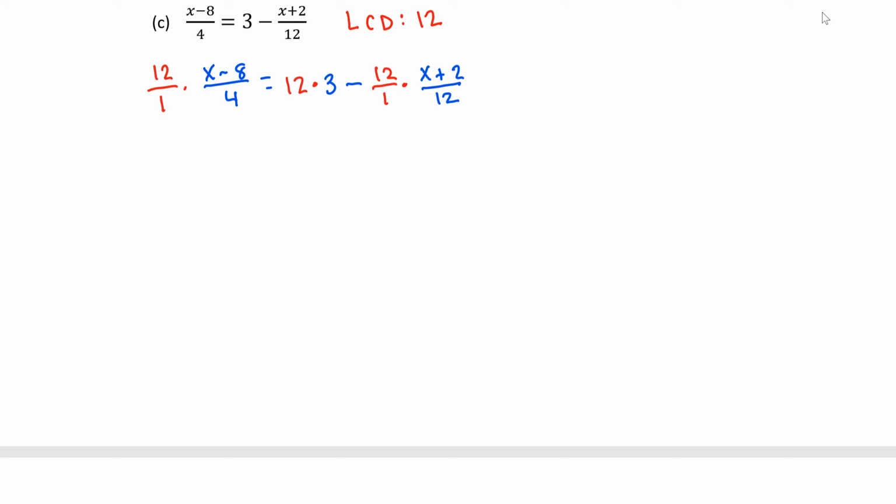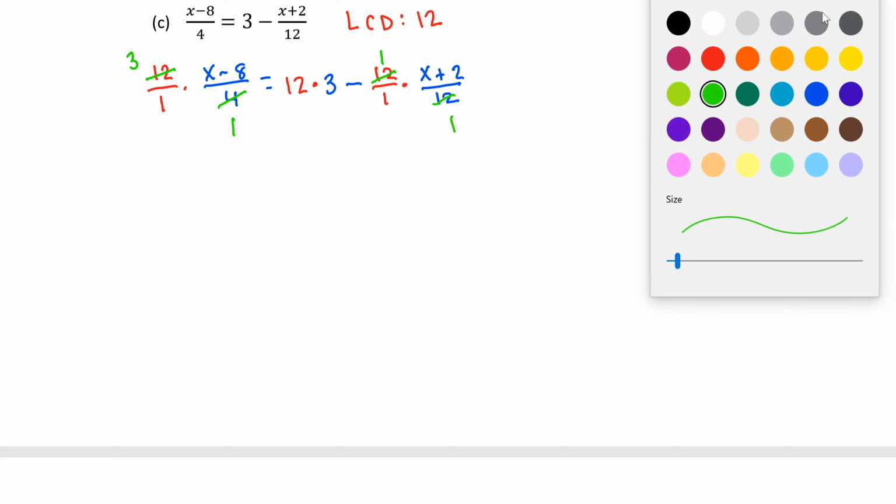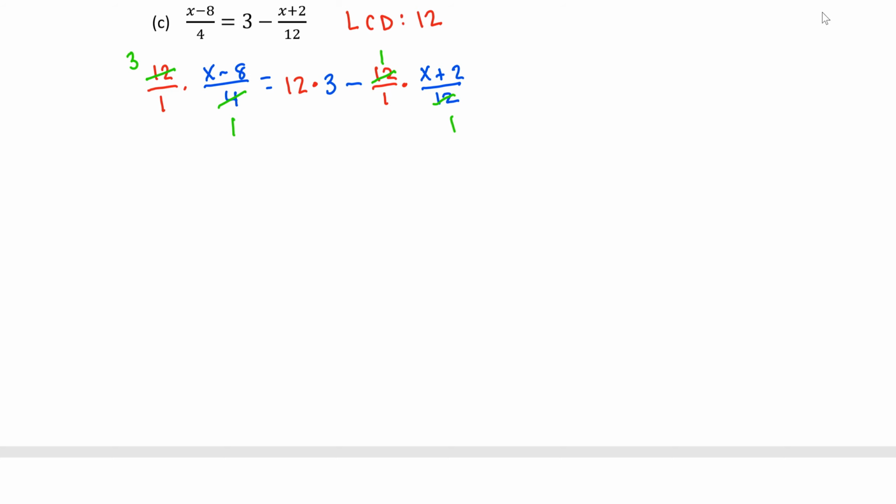And then once everything has been multiplied by the LCD, we're going to go back and cancel like factors where we can. 4 divided by 4 is 1. 12 divided by 4 is 3. And then over here on the end, the 12s cancel, leaving behind a 1. Now, we are going to have to be careful with our multiplication. What we have left here is 3 times x minus 8.